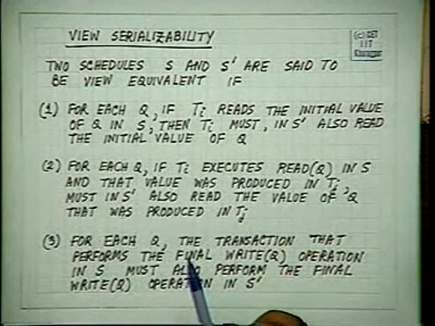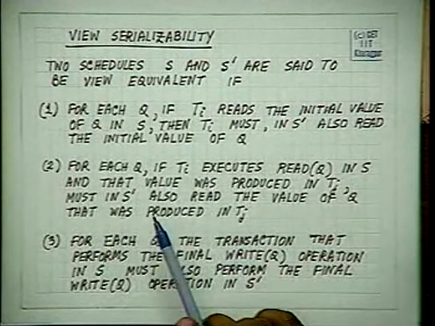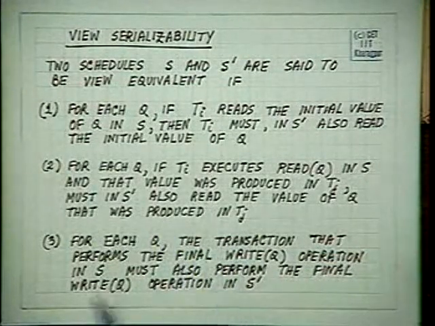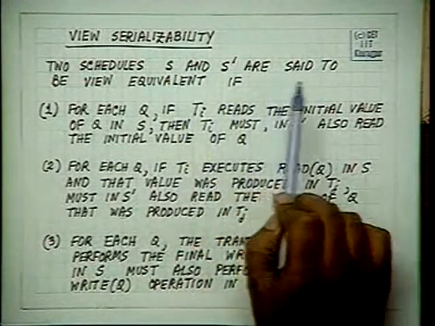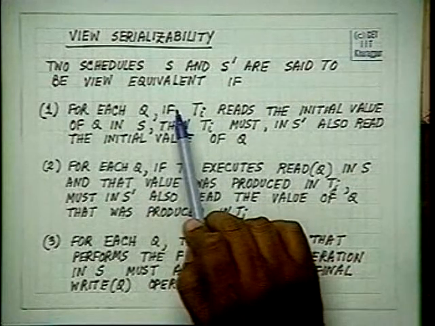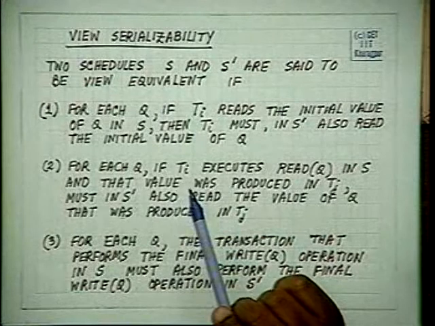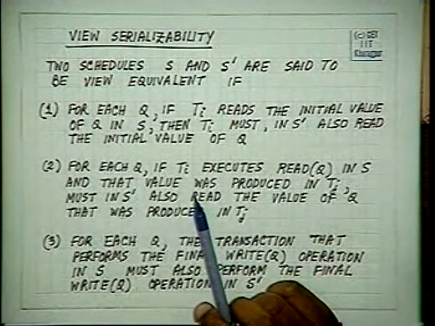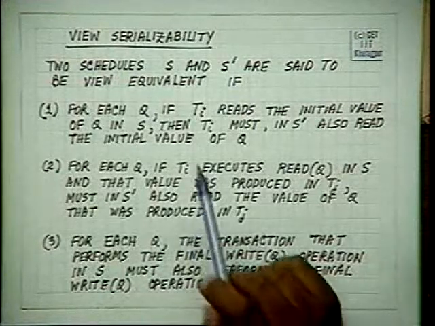View serializability has the following criteria. Two schedules S and S dash are said to be view equivalent. When are they view equivalent? Now we don't have any swap operator. We have just three criteria which are to be checked.